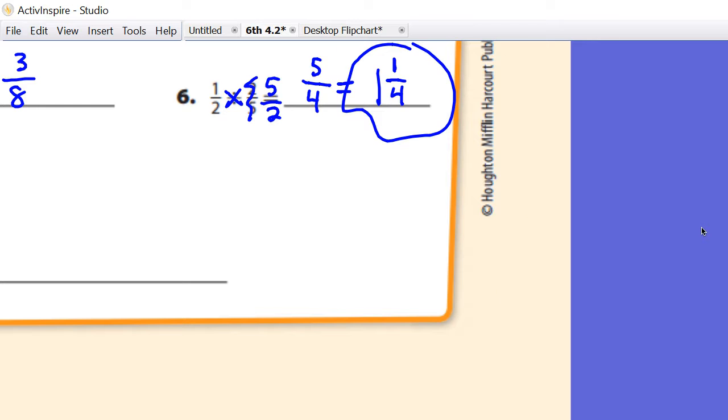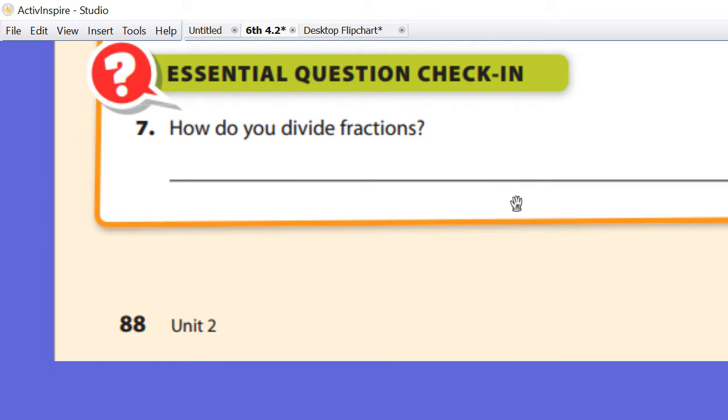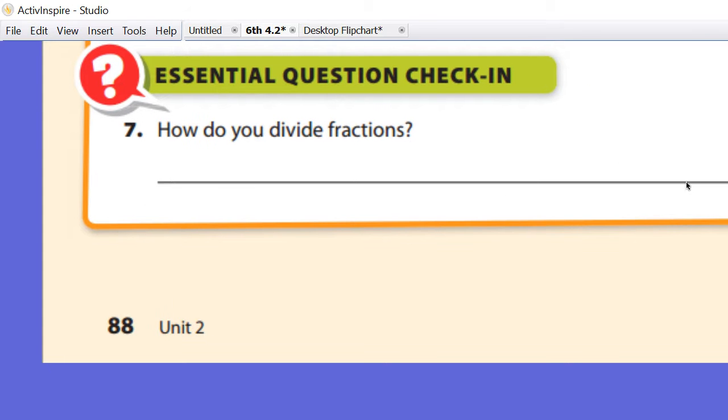Alright, the last question. How do you divide fractions? You can write this simply in about 4 words. I think I'll choose about 8 or 9 because I like to be a little bit more clear. How do you divide fractions? Instead of dividing, you actually multiply by the reciprocal.